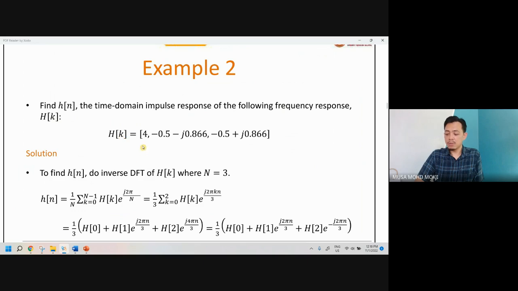And now, we can write this frequency response as a sequence of values. If you realize, previously in DFT, whenever you got a frequency response, it was in the form of an equation, not a sequence of values.